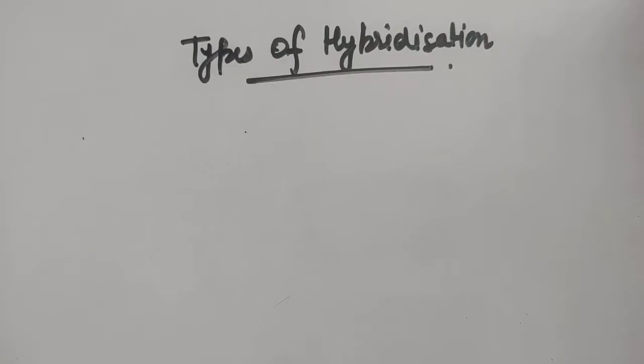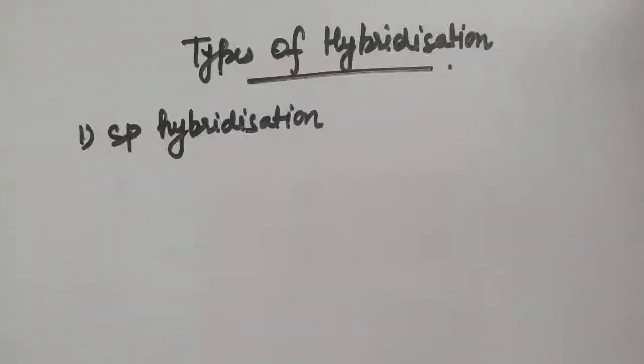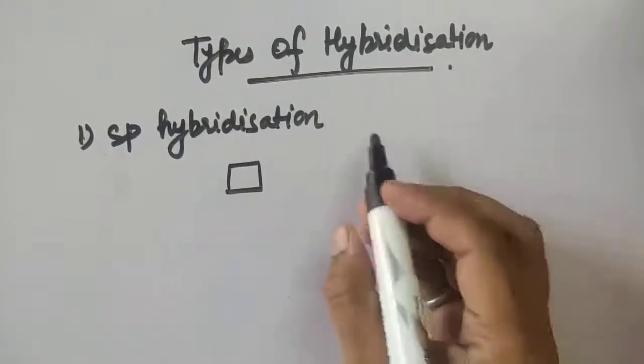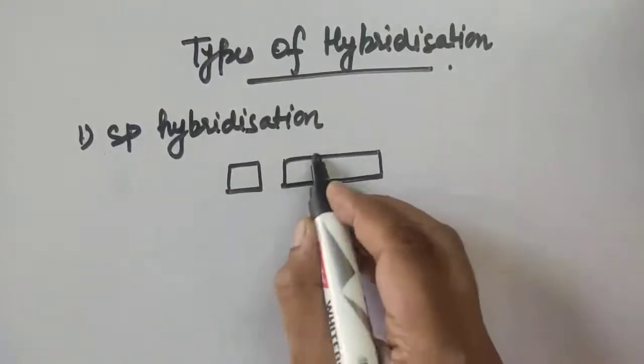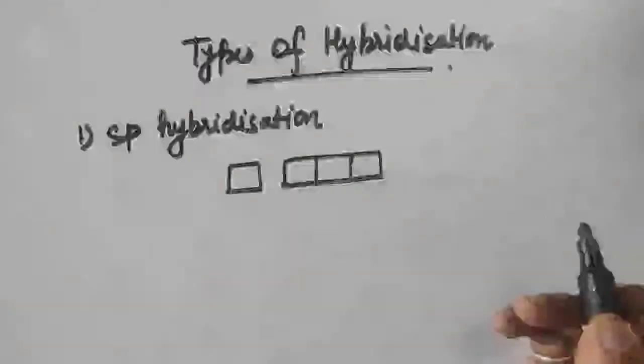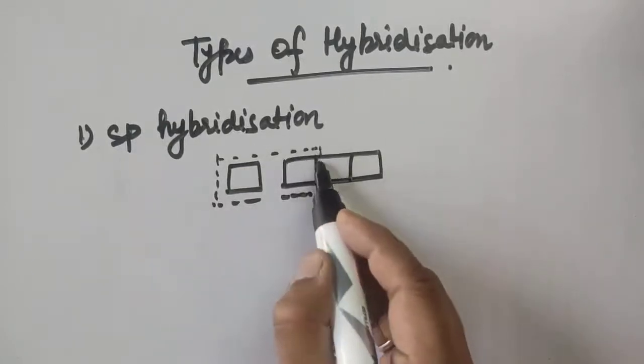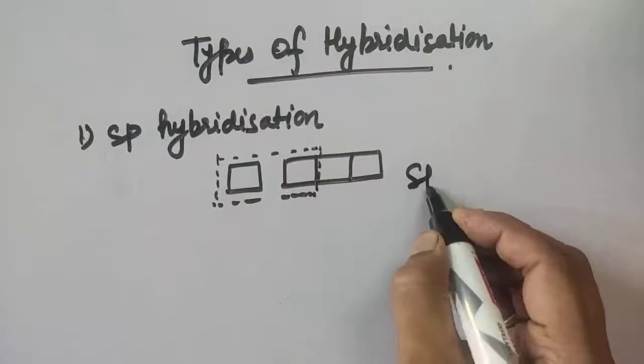Now let us have a look at the types of hybridization. The first one is sp hybridization. As the name suggests, here s and p orbitals are hybridizing. How many s and how many p orbitals are hybridizing here? Only one s and one p. You know that there is one s and there are 3 p orbitals. So this one s is hybridizing with one p orbital and leads to sp hybridization.